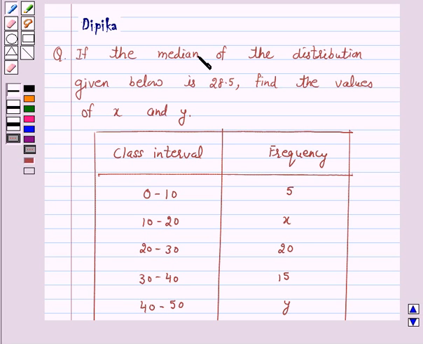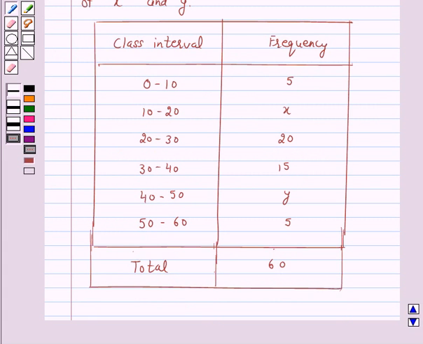Let's discuss a question which says, if the median of the distribution given below is 28.5, find the values of x and y. Now for the class interval 0 to 10, the frequency is 5. For 10 to 20, it is x. For 20 to 30, it is 20. For 30 to 40, it is 15. For 40 to 50, it is y. And for 50 to 60, it is 5. And the total of the frequencies is 60.